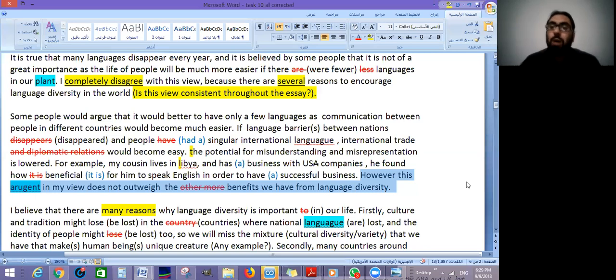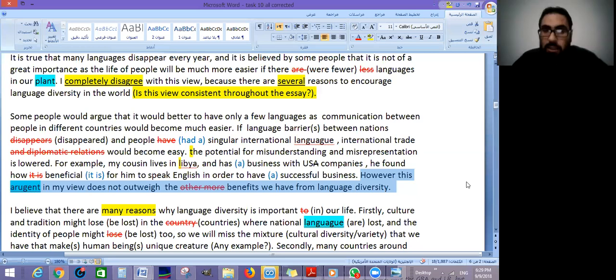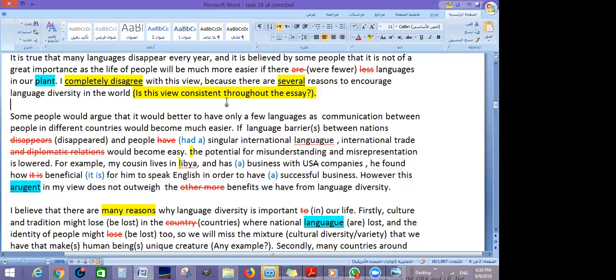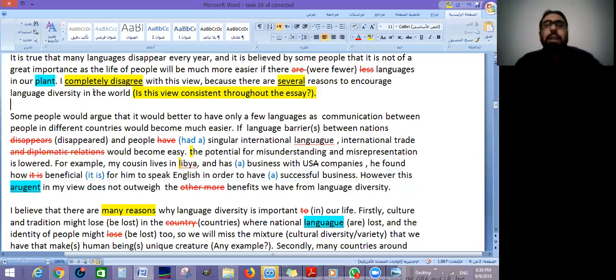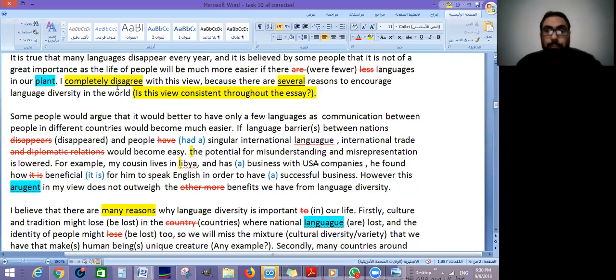My problem now is that he's not giving the reason for the outweigh. He's going to give the reason in the second body paragraph. That is fine. I don't have a problem with that. But what about the thesis statement? He says he completely disagrees. Just remove completely. Yeah.